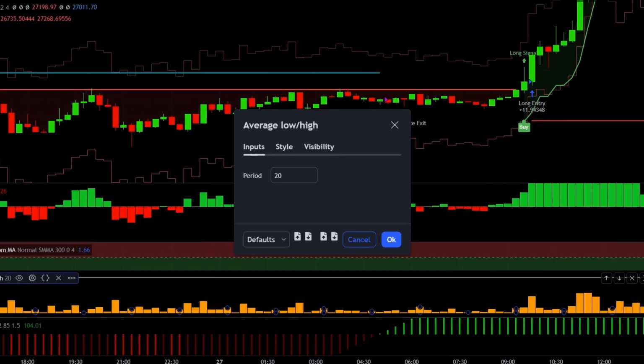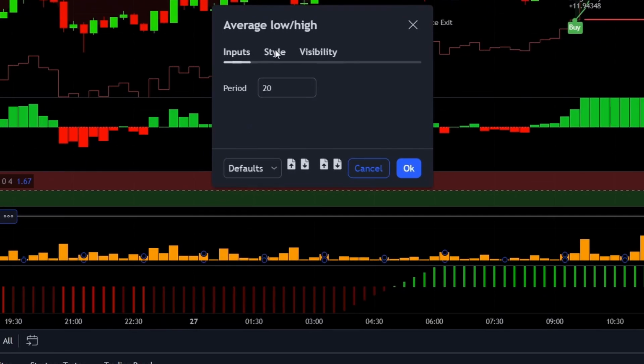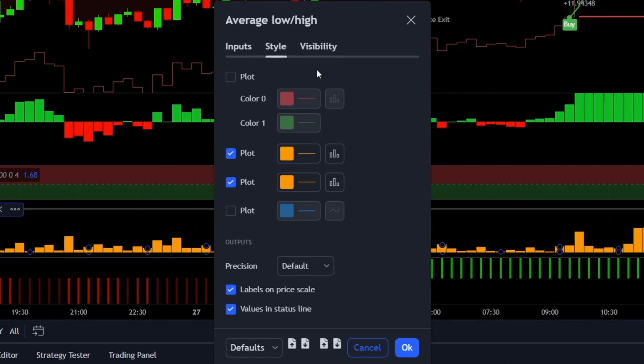Moving on, the candle height in percentage. For this, just go into the Styles tab and untick the first plot. The first plot is responsible for the wicks of the chart, so if you untick it, it will only represent the body of the candle, which we need.